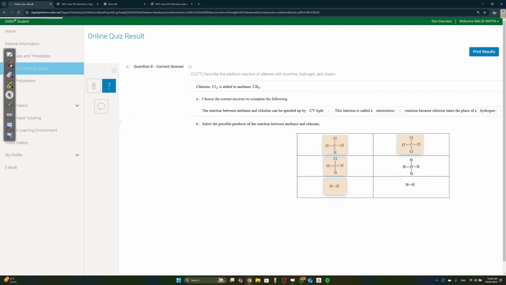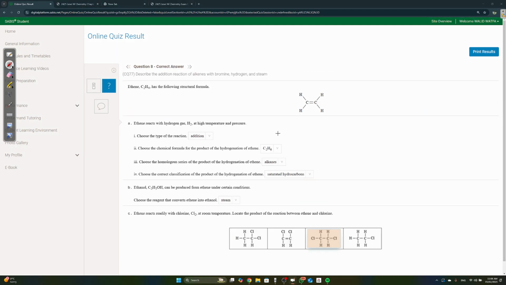Question 8. Ethene C2H4 has the following structural formula. Ethene reacts with hydrogen gas at high temperature and pressure. When ethene, an alkene, reacts with hydrogen, it's called hydrogenation, right? And hydrogenation, it's what? It's an addition reaction, right?